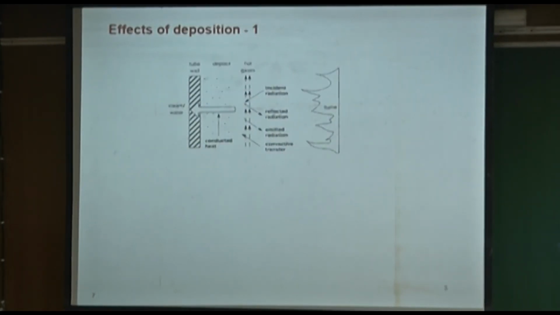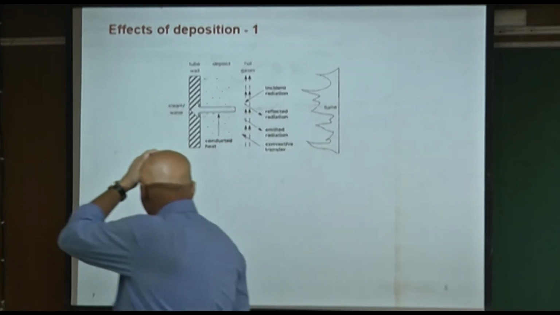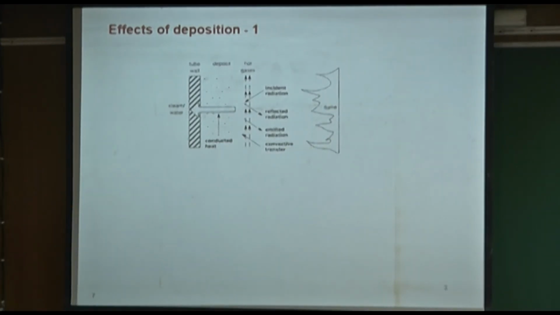Here, let me talk a little bit more about the slagging and all. Say this is the tube wall, and on the other side you have another tube wall. In between you have the flame. So what happens to the flame as the gases laden with coal and the ash particles, or the char and the ash particles, go up?